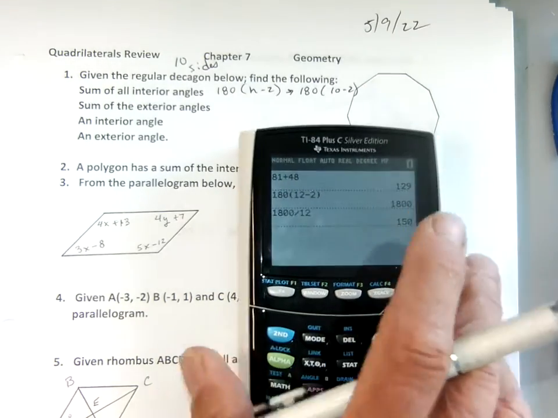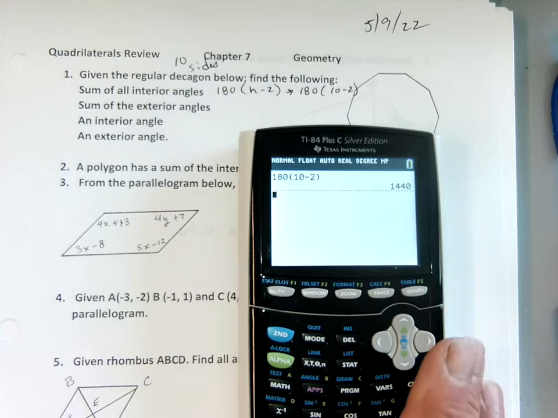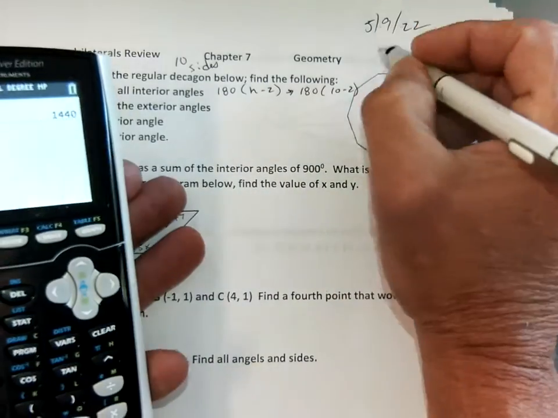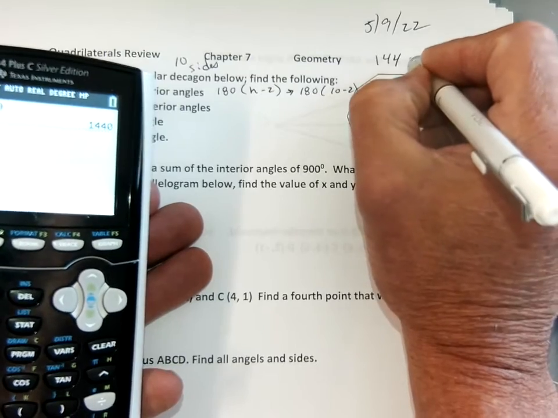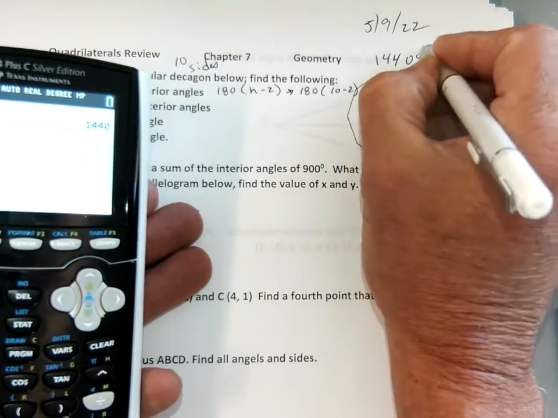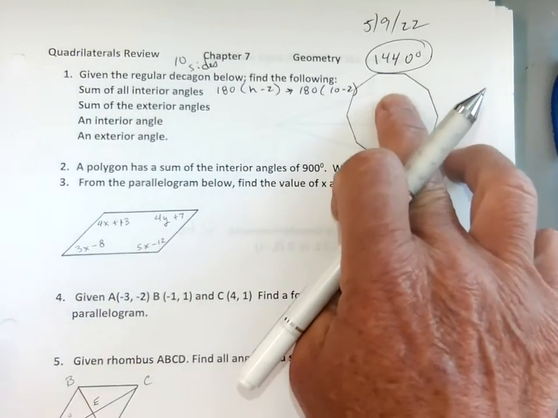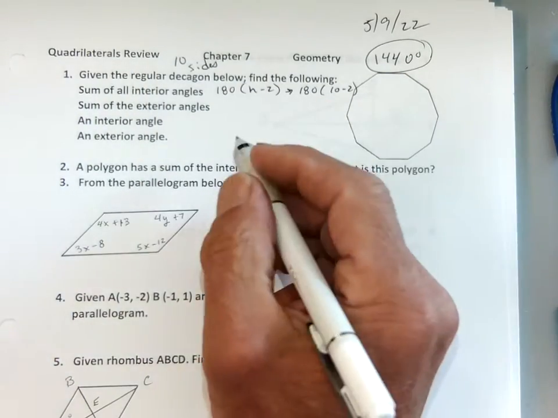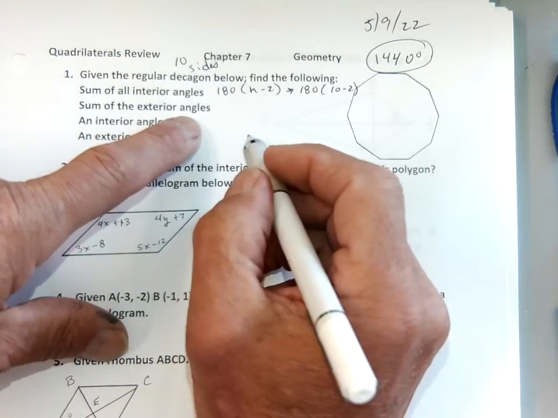All right, so I'm just going to go ahead and go 180 times 10 minus 2, and I get an answer of 1,440. And so that's all of them, okay? If we add them all the way around, that's all of them added up. Now, what about an individual one? Oh, can't do that yet. That's down here, okay? So sum of the exterior.